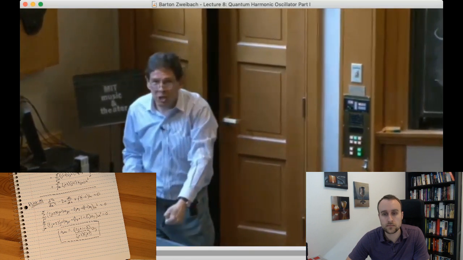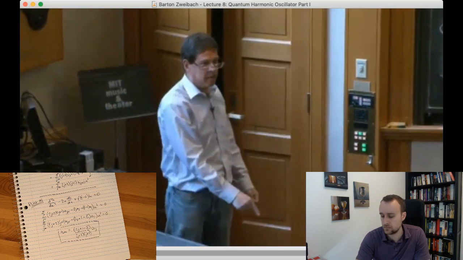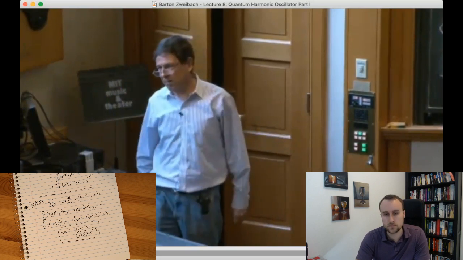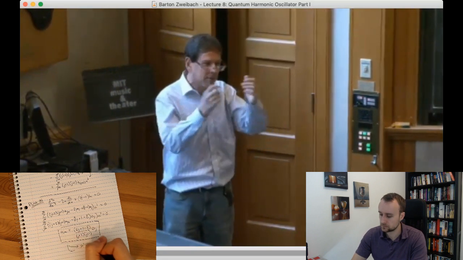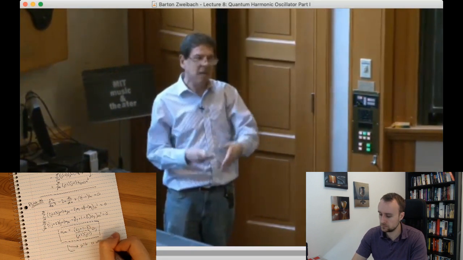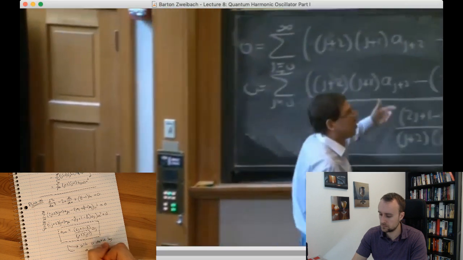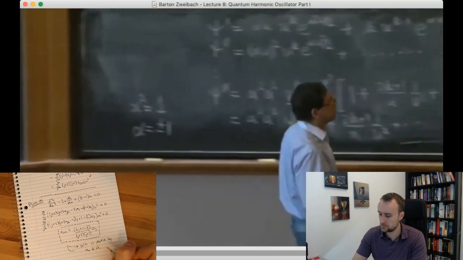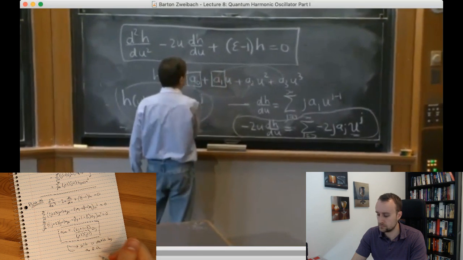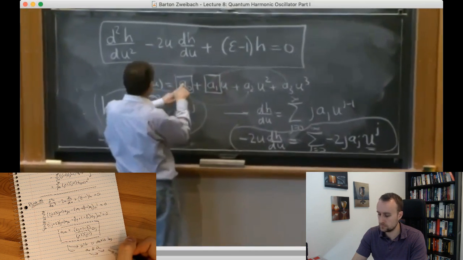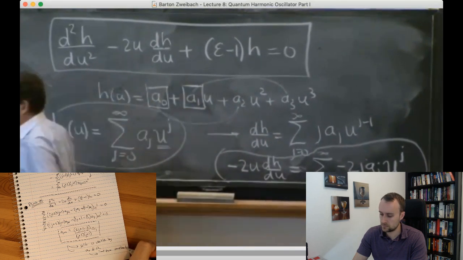So a solution is determined by you telling me how much is a0 and telling me how much is a1. Two constants, two numbers. That's what you expect from a second order differential equation. The value of the function at a point, the derivative at a point. In fact, you're looking at a0 and a1 as the two constants that will determine a solution. And this is the value of h at 0. This is the derivative of h at 0.